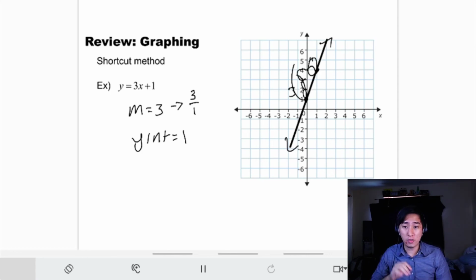Again, shortcut method is very good to use because we are going to graph, and if you're constantly just plugging numbers into a table, it's just going to take forever. So again, try this out. Let me know if you have any questions, and I'll see you guys next time.